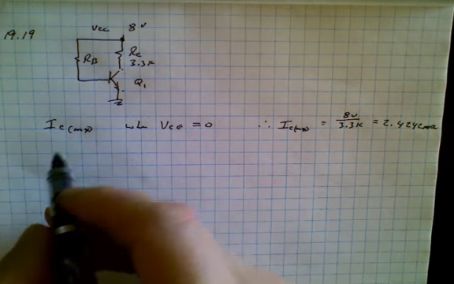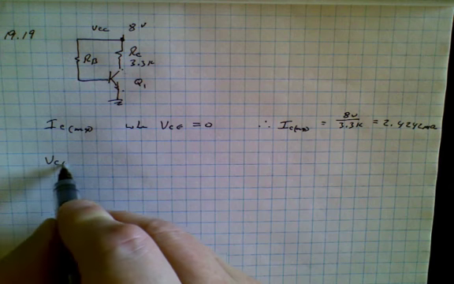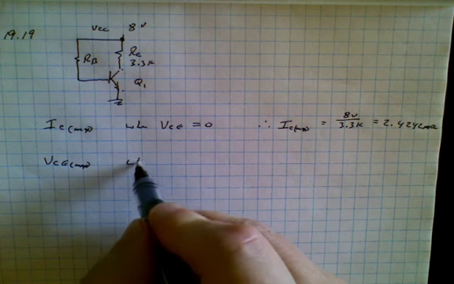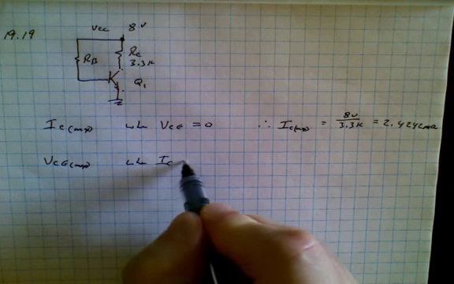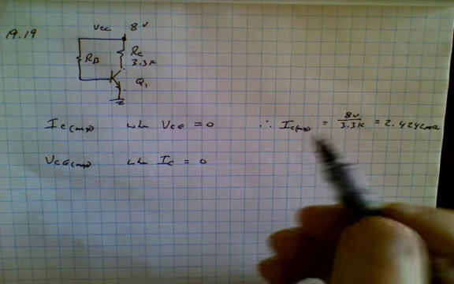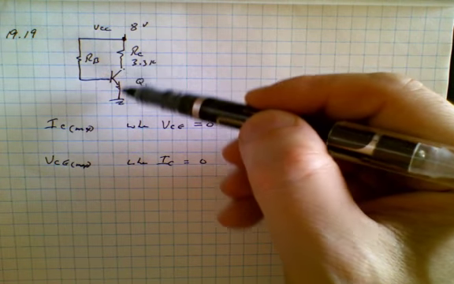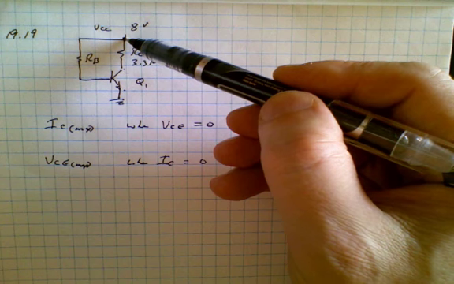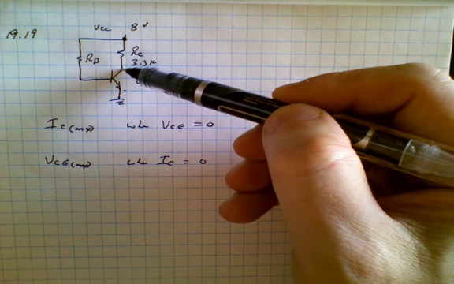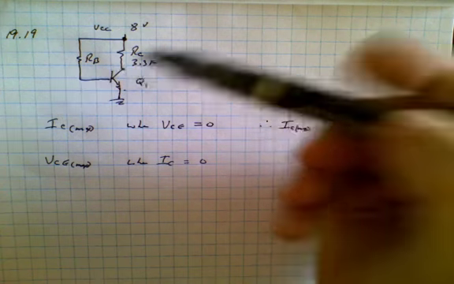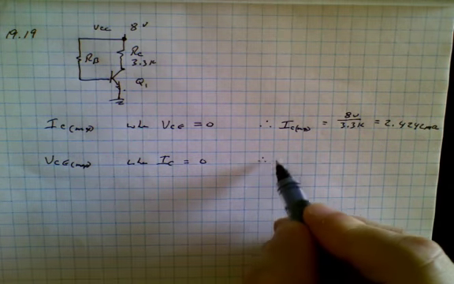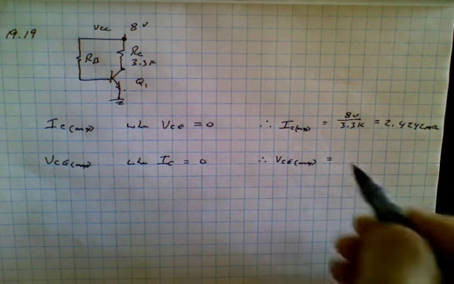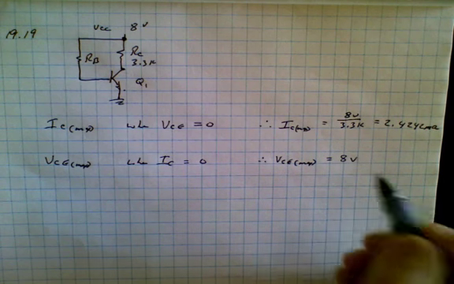What we also want to find is voltage collector to emitter maximum. And this is when IC is equal to 0. And if this current in here is equal to 0, that means there's no current flowing in the resistor. That means that this 8 volts here is in fact the same voltage here, 8 volts. So that means voltage collector to emitter max equals 8 volts.